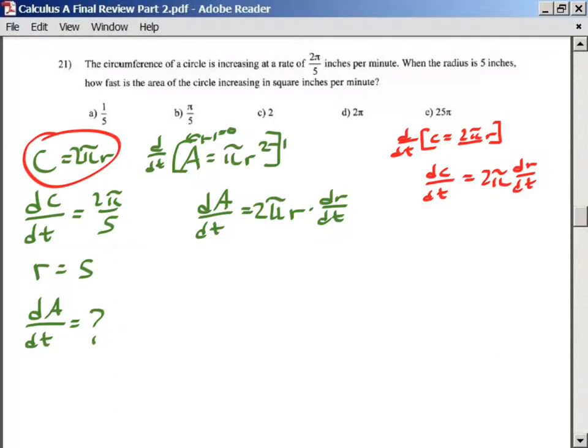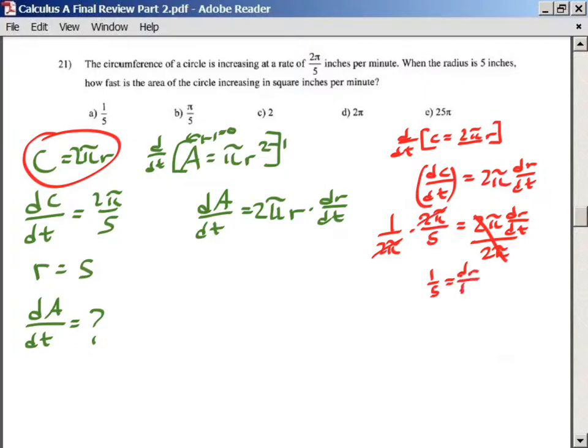So do we have it? Yes, we do. It's 2 pi over 5, so I'm going to put 2 pi over 5 right there for dC over dt. Remember, that's just like a variable right there. Equals 2 pi dr over dt. And I'm going to divide both sides by 2 pi. Or since this is a fraction, instead of thinking divided by 2 pi, I'm going to multiply this side by 1 over 2 pi, because that's the same thing. And this is cool because they cancel out. So I get 1/5 equals dr over dt.